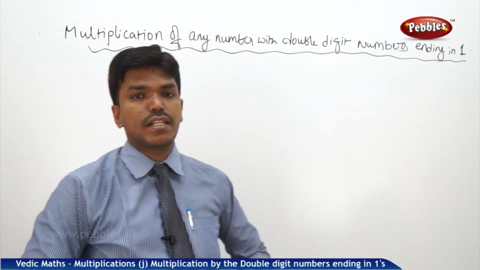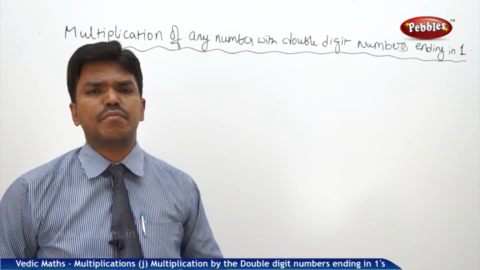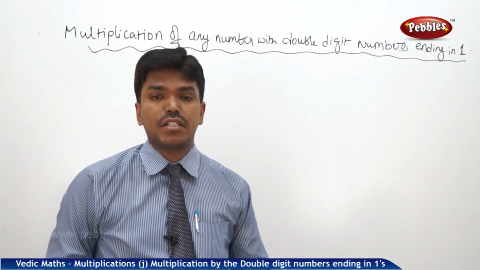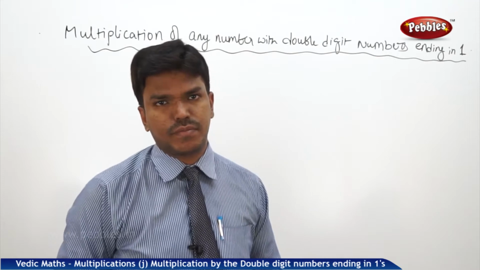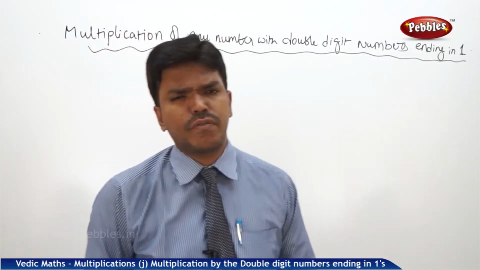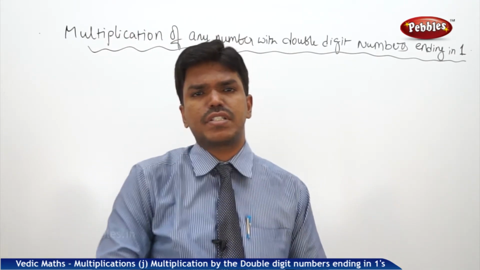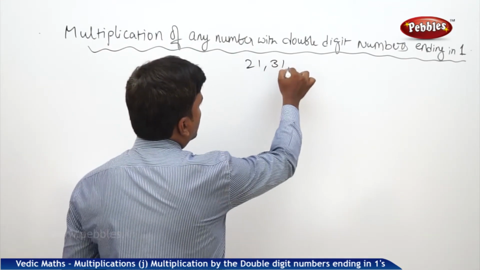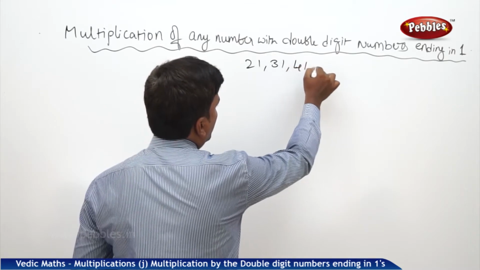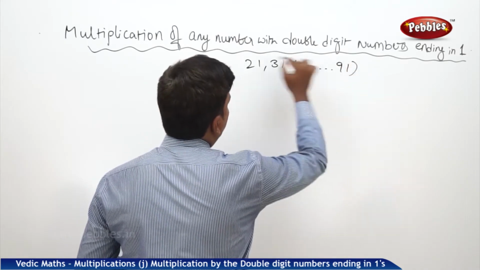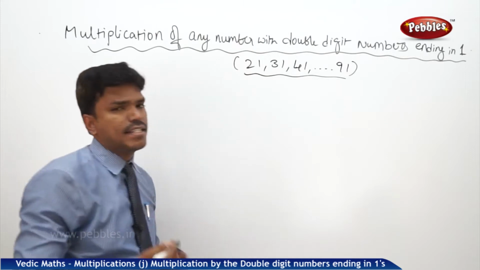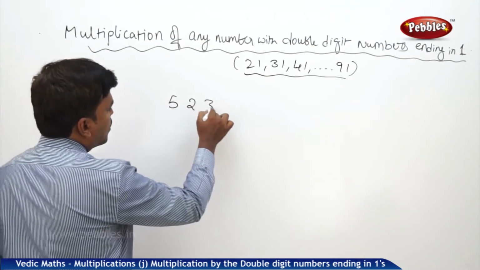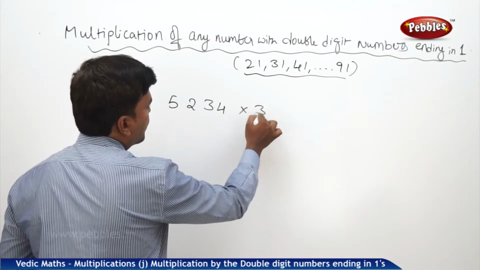Friends, now we will discuss multiplication of any given number by double digit numbers ending in 1, that is 21, 31, 41, up to 91. With these numbers, how to multiply easily? For example, let us take one number: 5234, and I want to multiply it with 31.